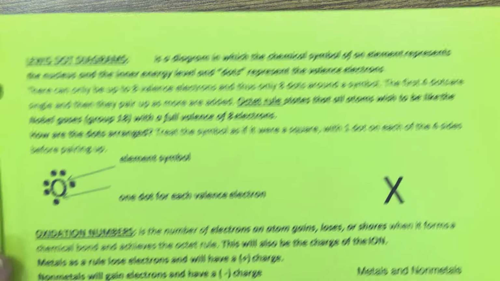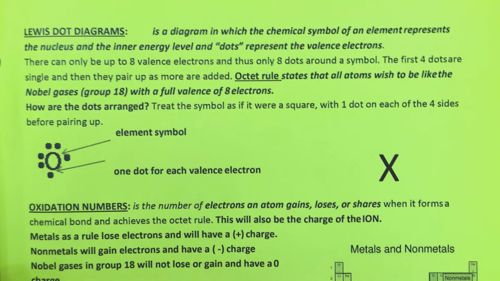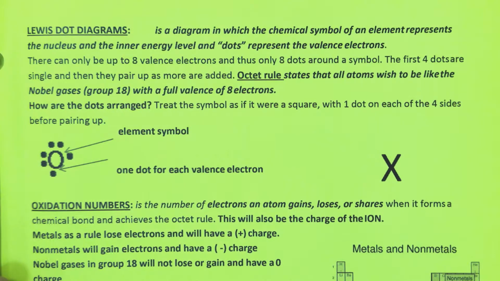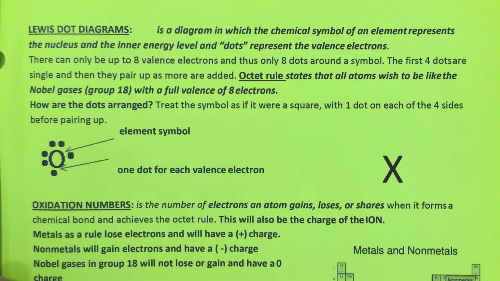Moving on to Lewis dot diagrams. This is nothing new; we've already gone over this in a previous unit. A Lewis dot diagram is a diagram in which the chemical symbol of an element represents the nucleus and the inner energy levels, and dots represent the valence electrons.